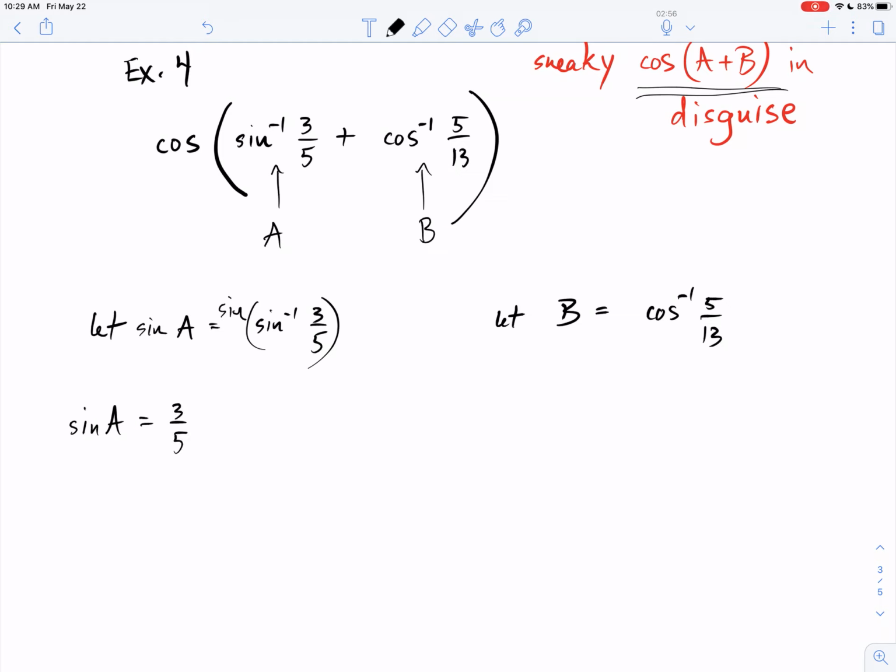3/5. I'm going to draw myself a triangle because that's what I do. I'm in quadrant 1 because that thing's positive. I'm going to say, hey, A, opposite over hypotenuse, 3, 4, 5 right triangle, bam, that's a 4. I now have a reference triangle for angle A.